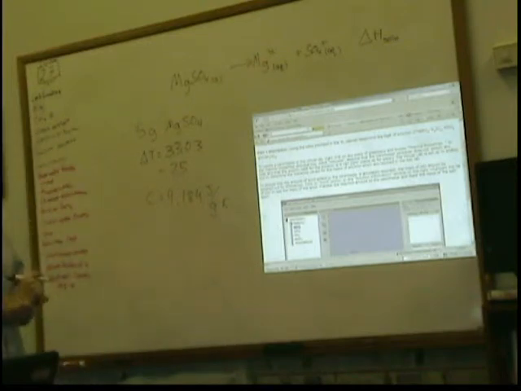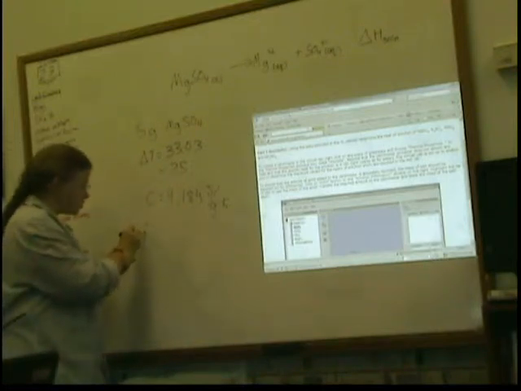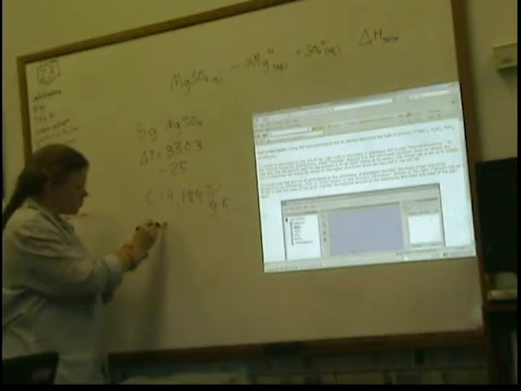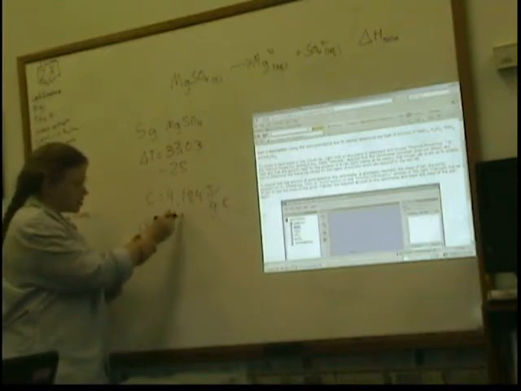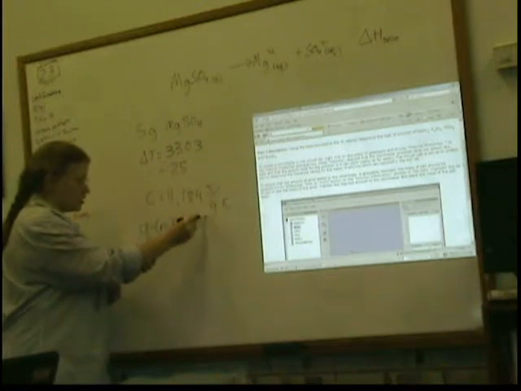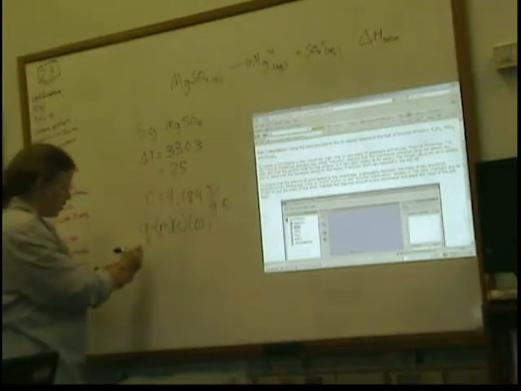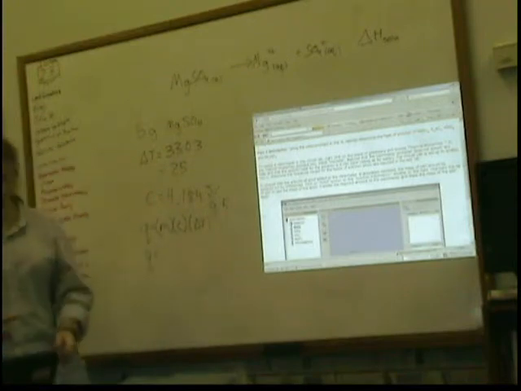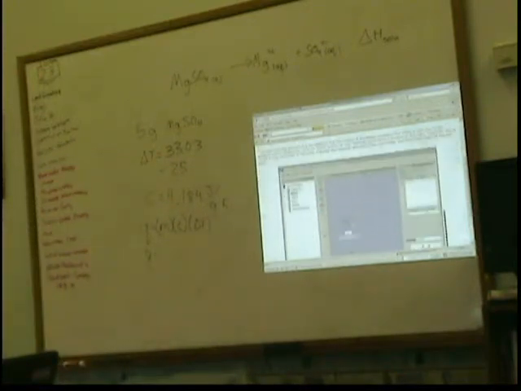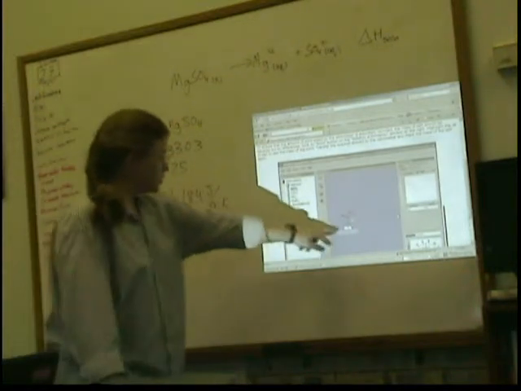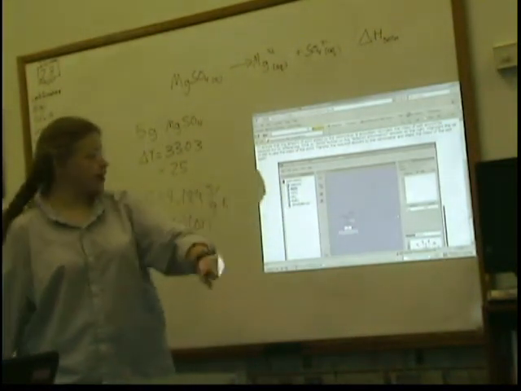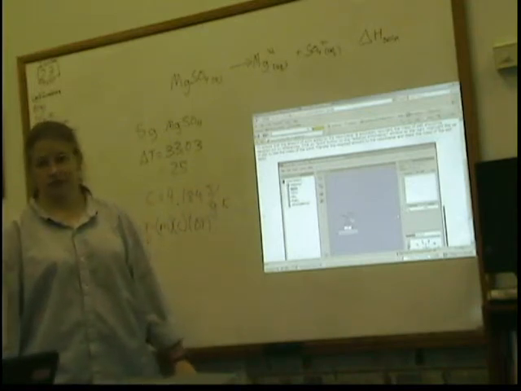All right, so now we're just going to use the equation that will tell us how much heat was given off in this reaction. So we'll say Q, because Q is our symbol for heat, equals the mass times the specific heat times the change in temperature. So first we need to figure out the mass. Well, we had 100 milliliters of water, and we added 5 grams of magnesium sulfate. So our mass is 105.